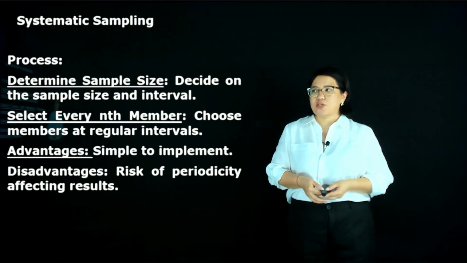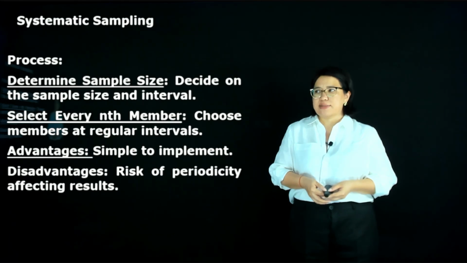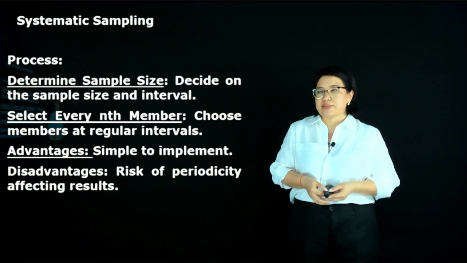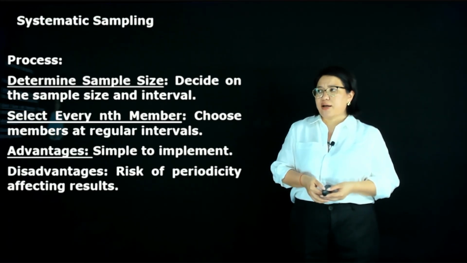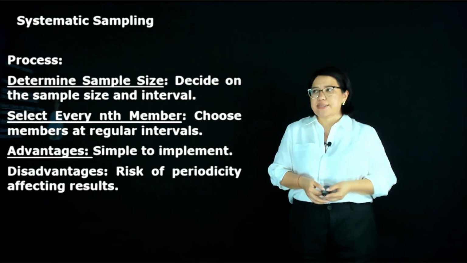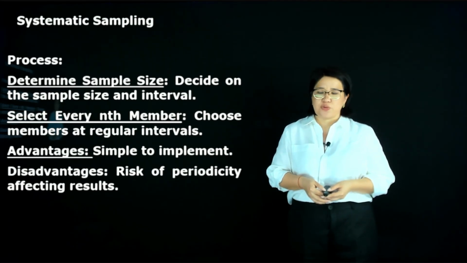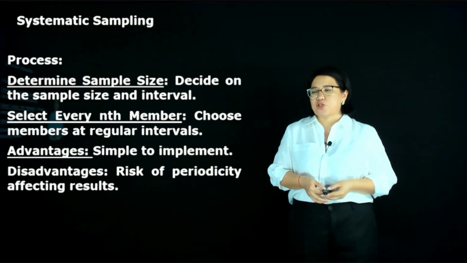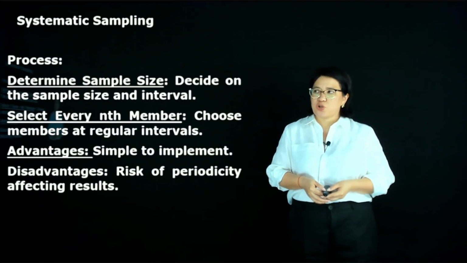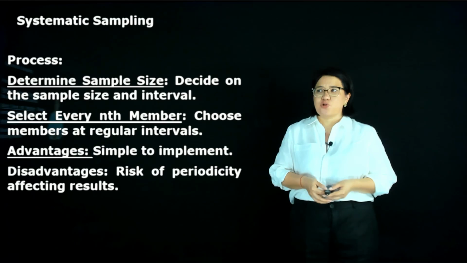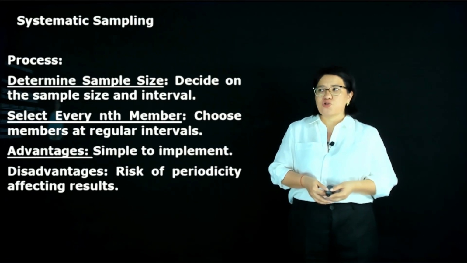We can consider it as follows: determine the sample size, then select every nth member. The advantages and disadvantages of systematic sampling are shown on this slide. Determine the sample size, decide on the sample interval, and select every nth member, choosing members at regular intervals. The advantage of systematic sampling is that it is simple to implement, and the disadvantage is the risk of periodicity affecting results.